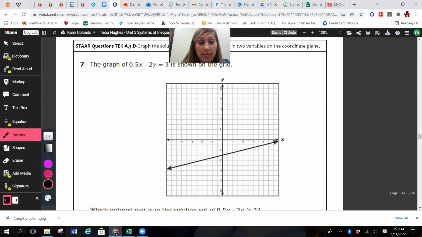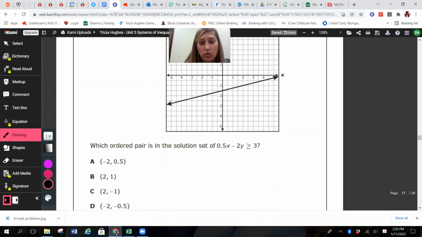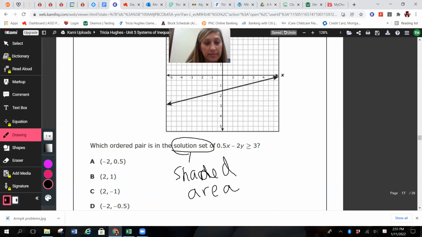This one problem says the graph of this equation is shown on the grid. Which ordered pair is in the solution set? Well, first of all, there's not a shaded area here. The solution set needs to be shaded. They don't have anything shaded.